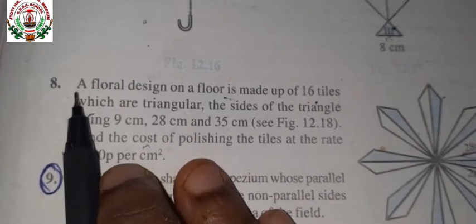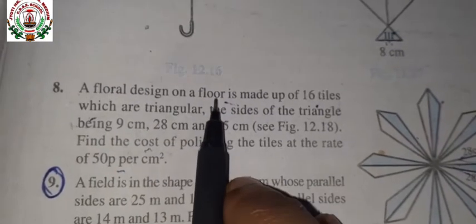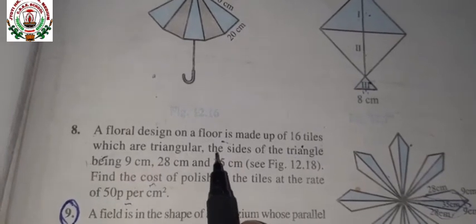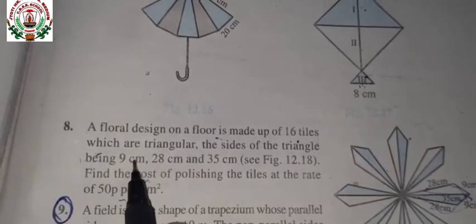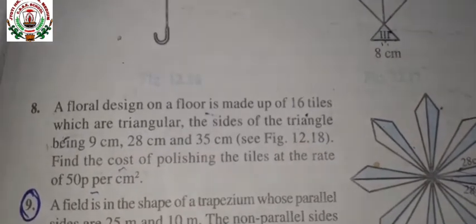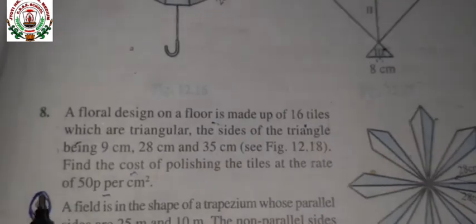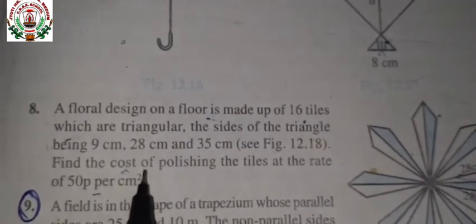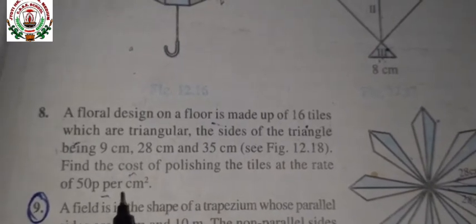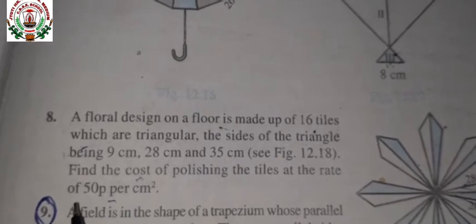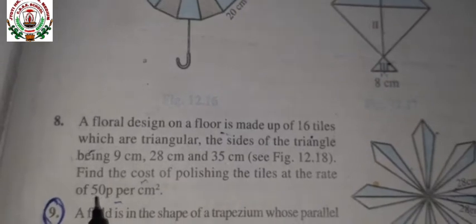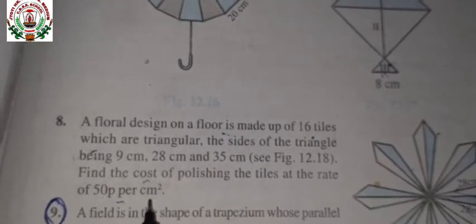The question goes like this. A floral design on a floor is made of 16 tiles which are triangular. The sides of the triangle being 9 cm, 28 cm and 35 cm. Find the cost of polishing the tiles at the rate of 50 paise per cm square. Means the cost of polishing those tiles will be 50 paise per cm square.